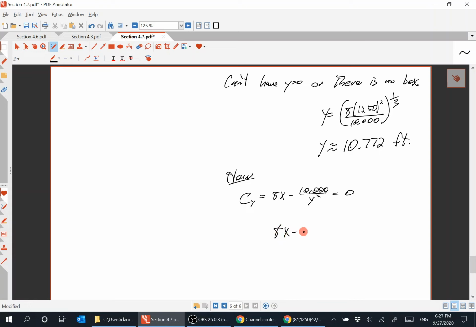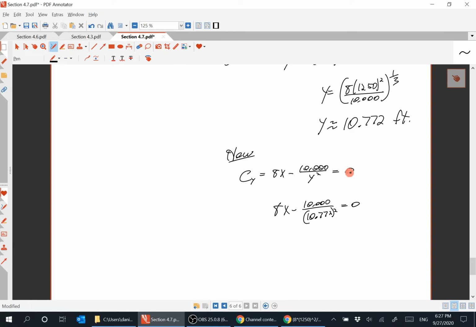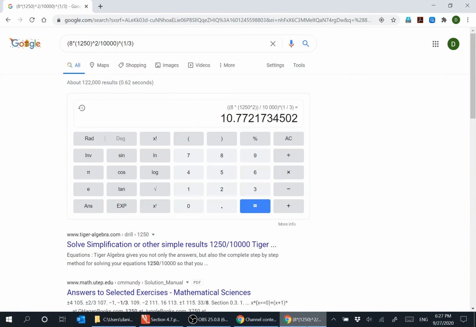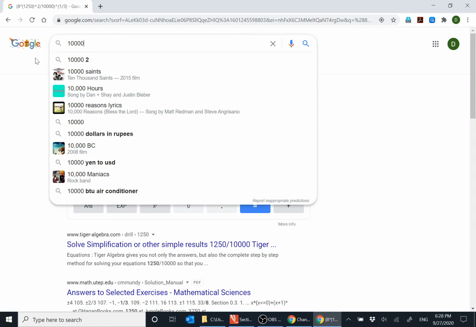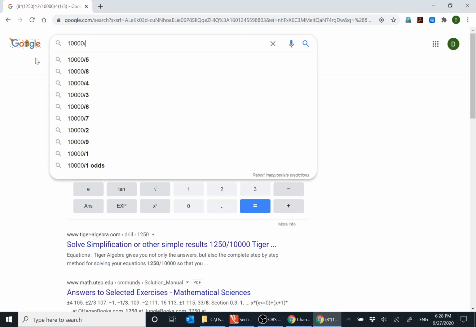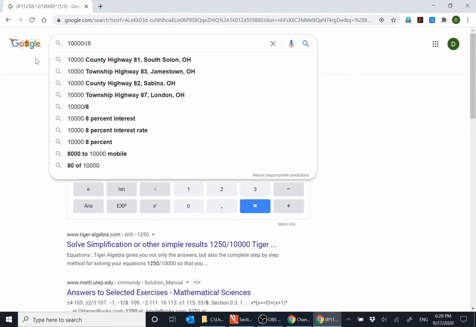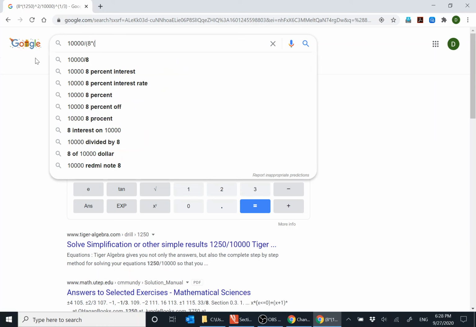So 8x minus 10,000 over 10.772 squared equals 0. So x is equal to 10,000 over 8 times 10.772 squared. Divided by 8 times 10.